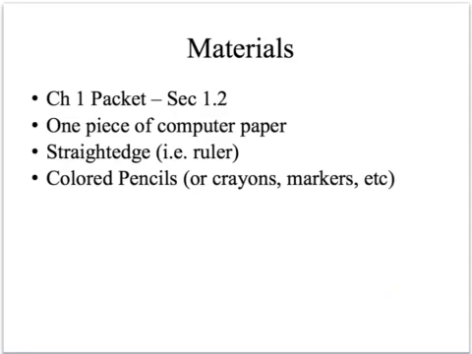Before we begin this section of notes, these are some of the materials that you need to have ready to go so you can start writing this down. Make sure you have your Chapter 1 packet, specifically on page or section 1.2. You need a piece of computer paper right next to you because you're going to be doing a drawing. This drawing you will turn in with your notes. Make sure you have a straight edge. It could be a ruler, it could be a book, I don't care, something to draw straight lines with. And you need something in color, pencils, crayons, markers, etc.